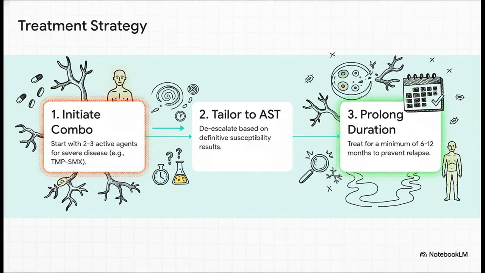So how do we actually treat this thing? It boils down to a three-pillar strategy. First, you hit it hard and you hit it fast. For severe disease, that means starting with at least 2 and ideally 3 active drugs. Second, you tailor the therapy. As soon as you get those AST results back, you de-escalate to the best, safest options. And third, and this is a big one, you have to prolong the treatment. This is a marathon, not a sprint. We're talking 6 to 12 months or even longer to make sure it doesn't come back.